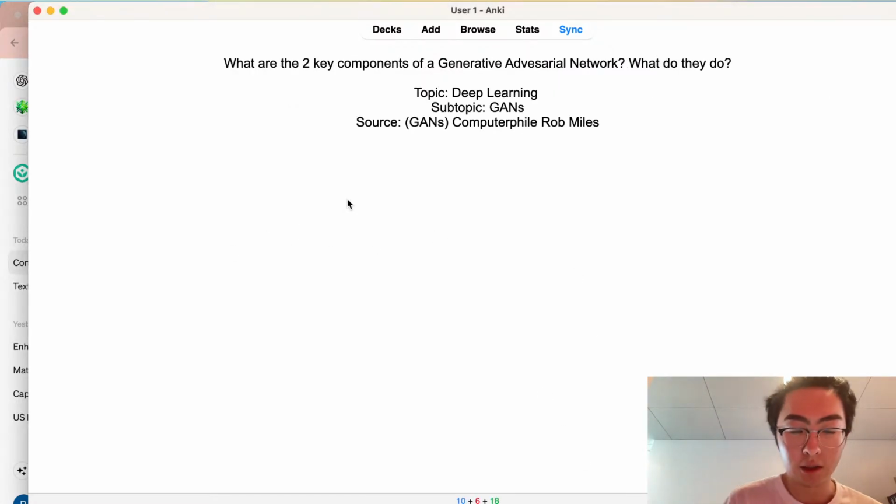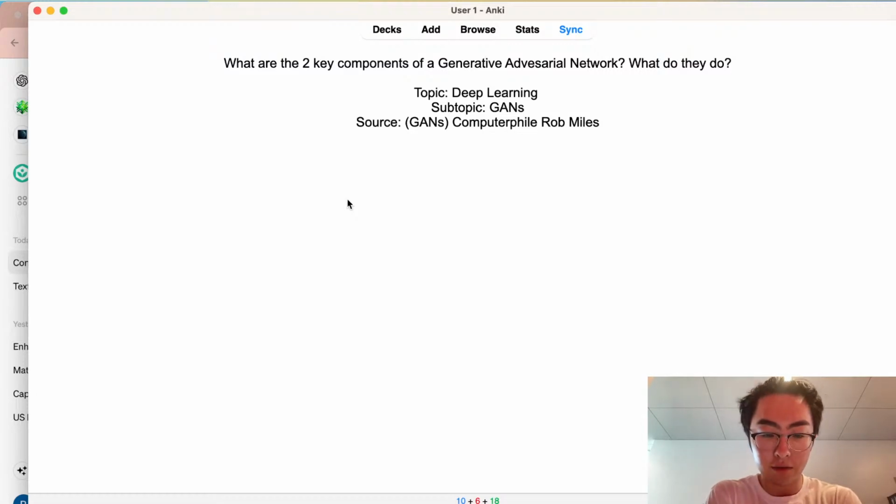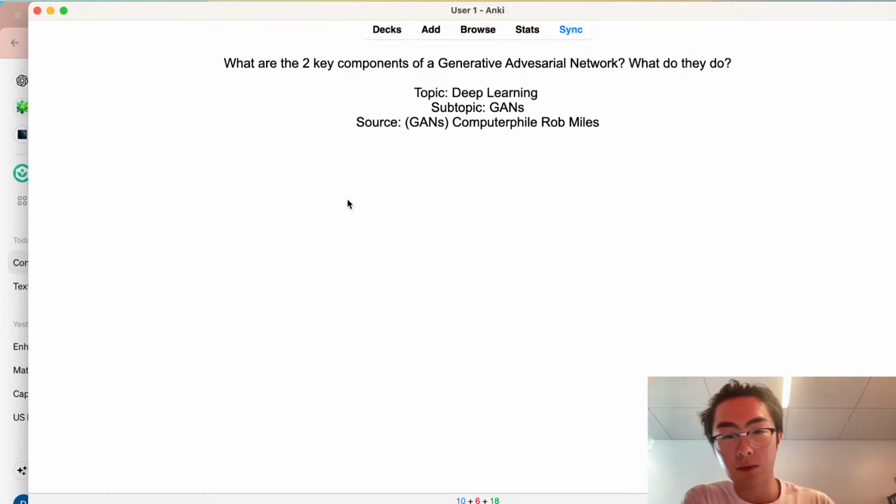So what are the two components of a generative adversarial network? What do they do? So one component is the generator. It just generates images. Second is the discriminator. It tries to tell whether or not the image that the generator made was real or fake.